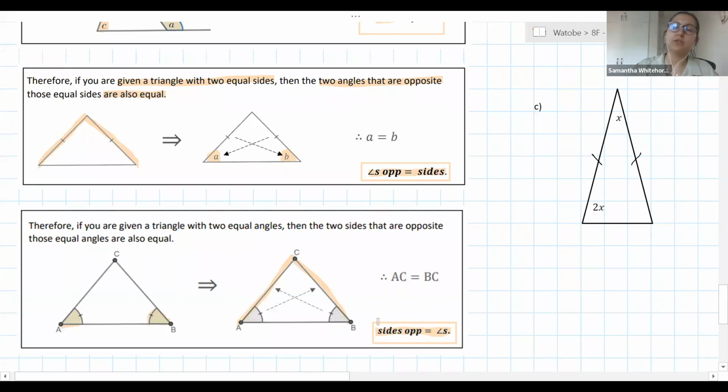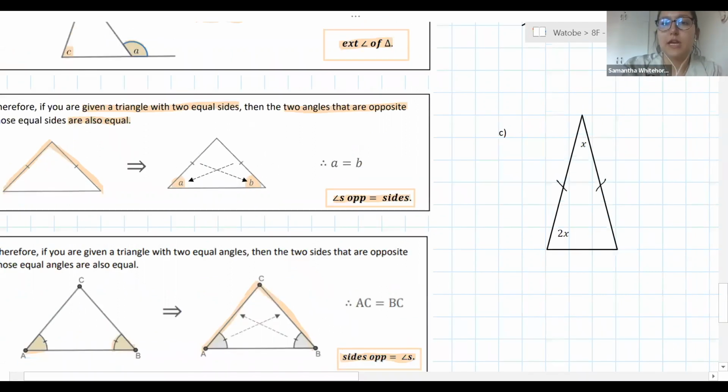Now, the second one we don't use that much at this current point in time. You are eventually going to start using it quite often, so it is an important one to know. But essentially, if you have 2 equal sides, the angles opposite them are equal, and on the converse, if I give you the equal angles, the sides opposite them are equal.